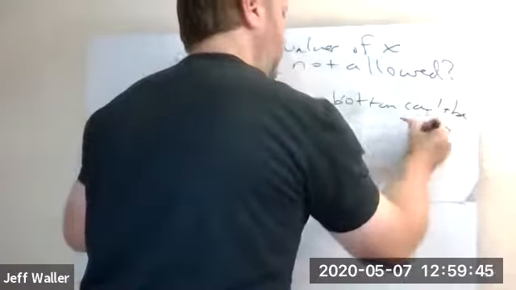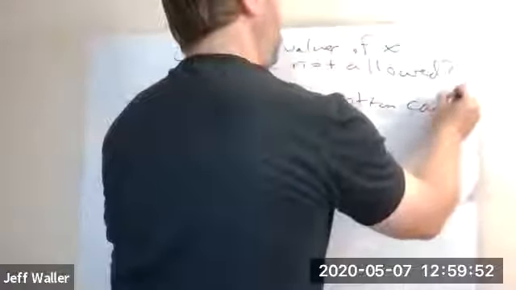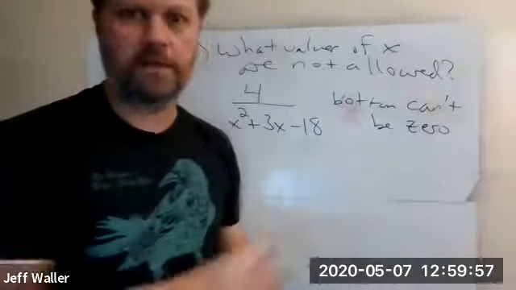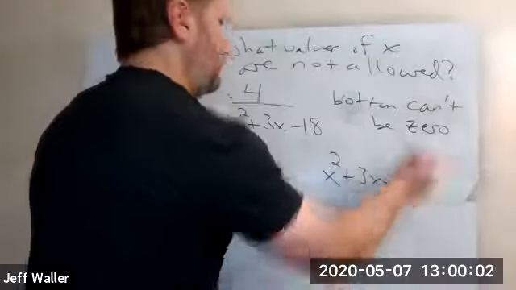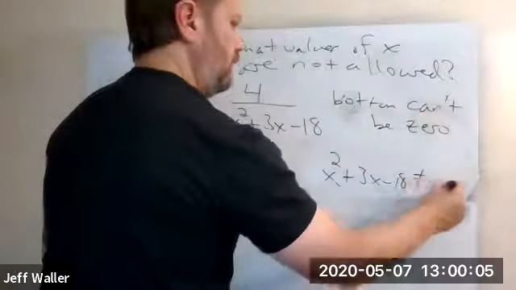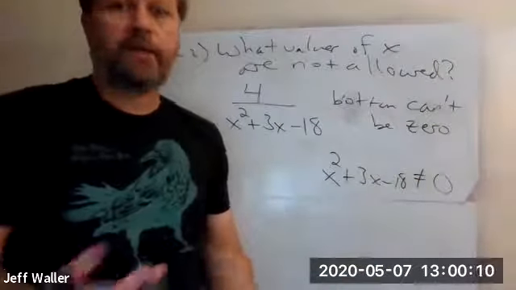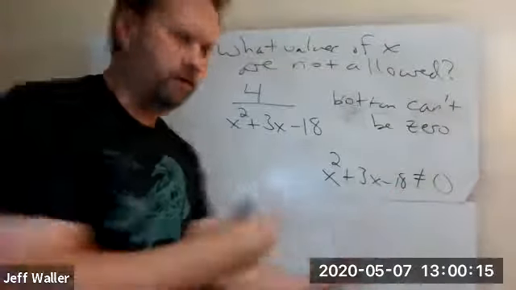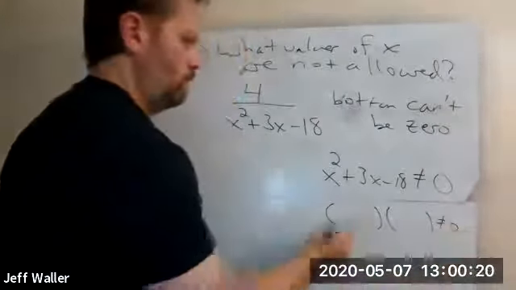Now, you're going to have to take my word for it. That is English. That is really horrible. Oh, my God, Jeff. Bottom can't be 0. All right, that's closer to English. So the bottom, what's the bottom? X squared plus 3x minus 18 can't be 0. And how do I solve this? Like Youngsha said, you factor this thing, right? How do I factor this?